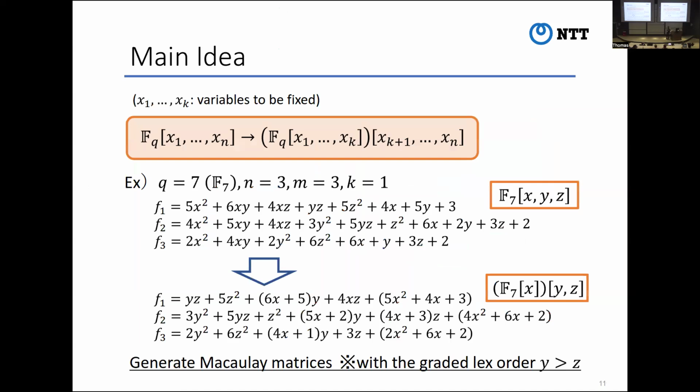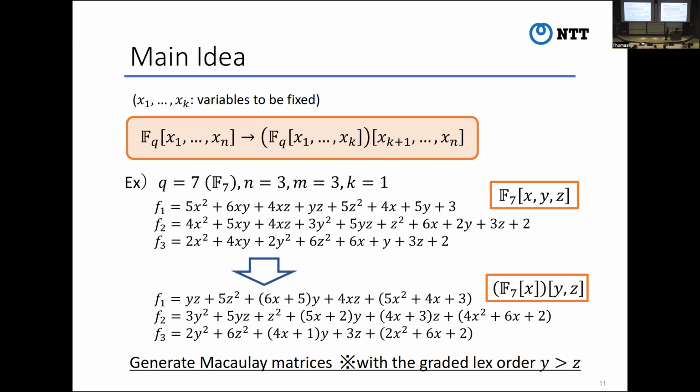We want to show this idea more specifically. Here we suppose that the first k variables x1 to xk are the variables to be fixed. Then we generally regard quadratic polynomials as elements of F_q[x1, ..., xn]. We regard these polynomials as elements of the polynomial ring with only n minus k variables x_{k+1} to xn, with coefficients in the polynomial ring F_q[x1, ..., xk].